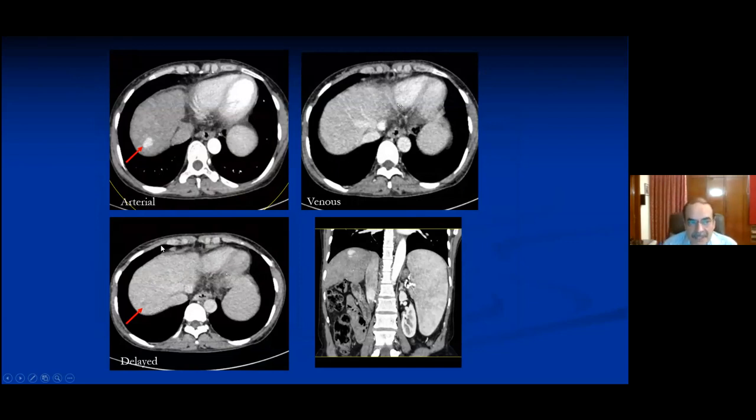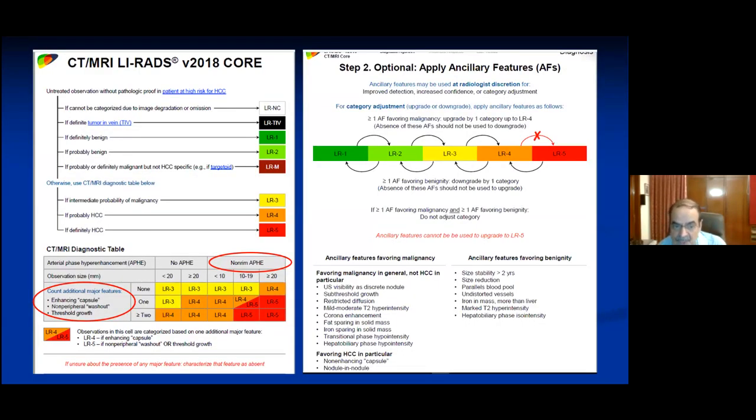A nomenclature that has been introduced to describe the liver lesions is the LIRAD nomenclature, and it's a good idea to be familiar with this. LIRAD is a separate talk in itself, so I won't go into too many details, but I just want to introduce the concept of LIRAD. This is to bring the gastroenterologists and radiologists on the same page.